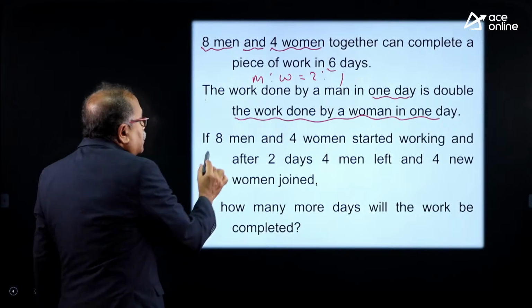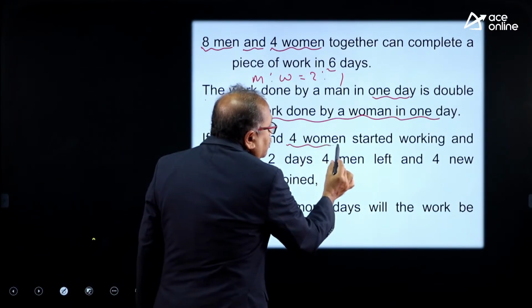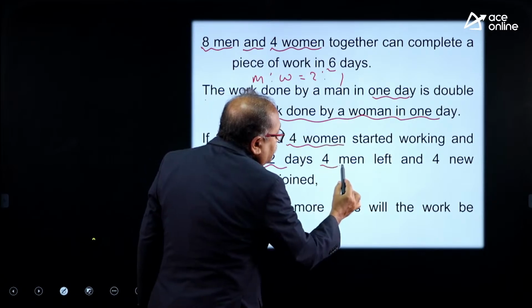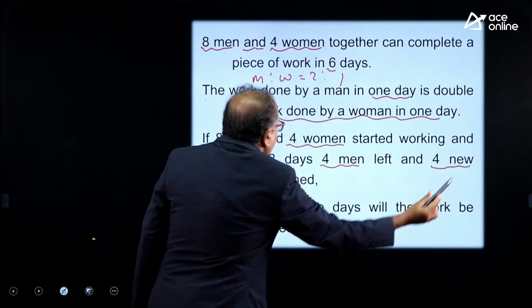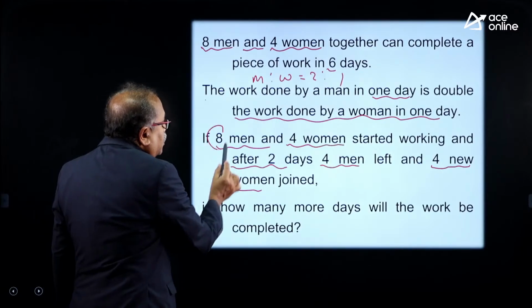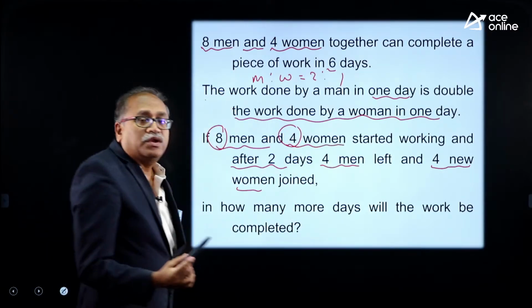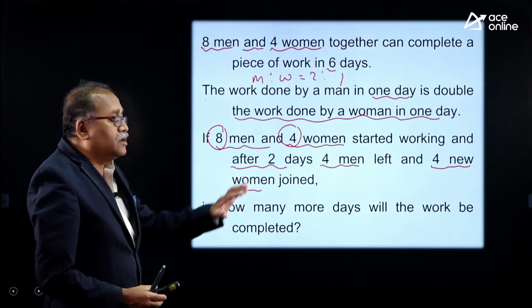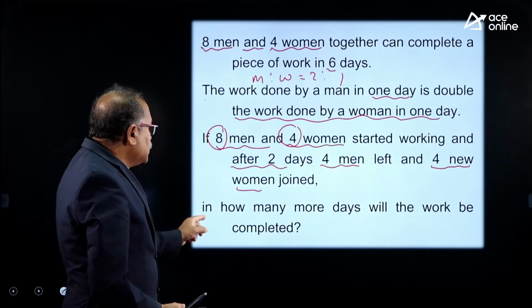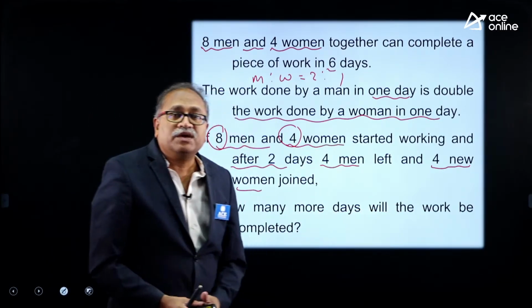What is the next one? If 8 men and 4 women start working, and after 2 days 4 men left and 4 new women join after 2 days. This group already worked for 2 days, and after that 4 men left and 4 women joined. Now the question is, in how many more days will the work be completed?